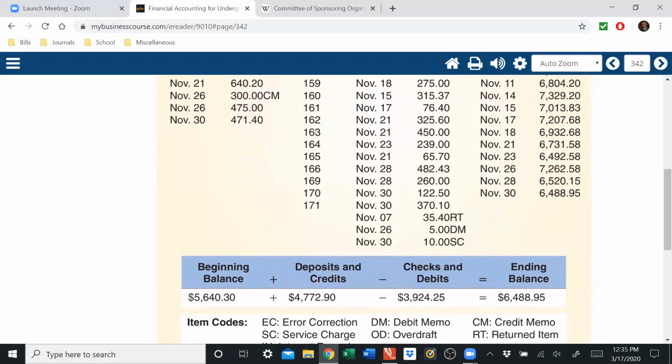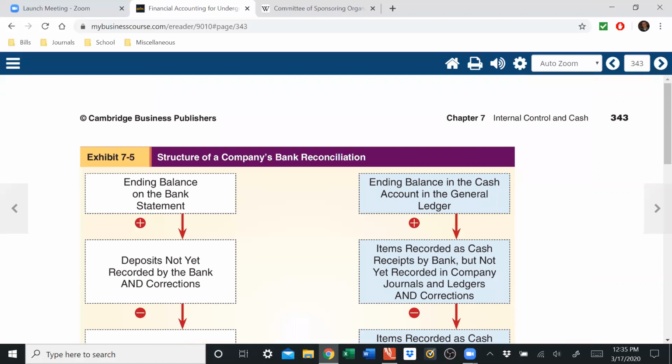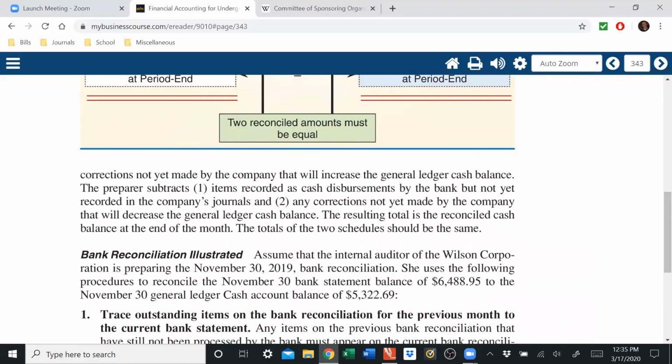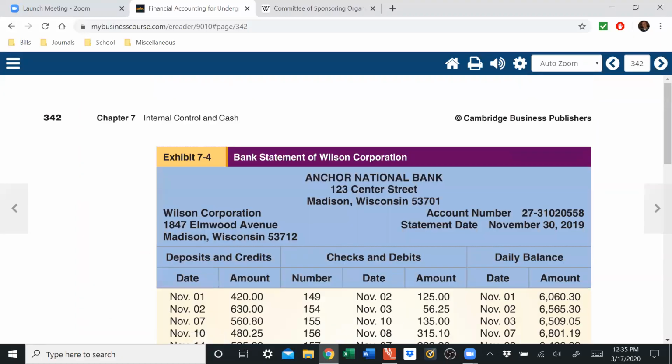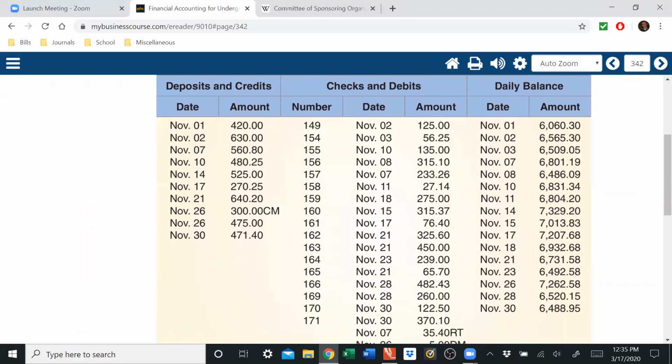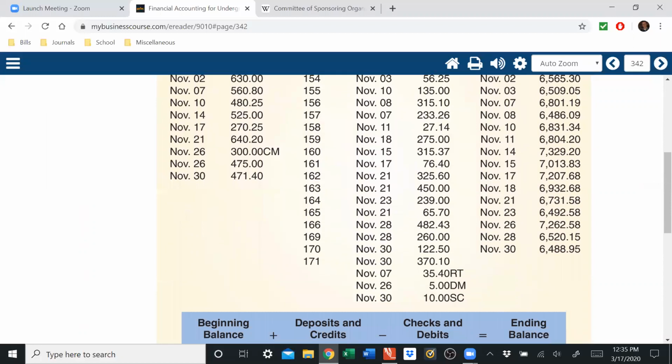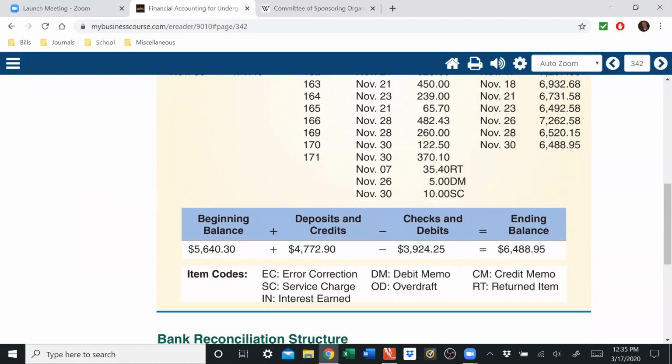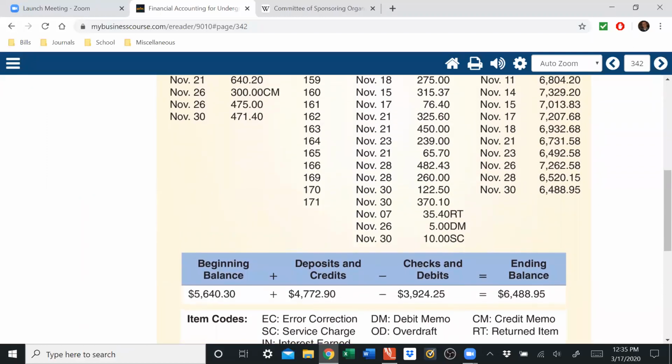And we know in this example, the bank for Wilson has collected a note receivable. They collected a $300 note receivable for Wilson. And then they charged Wilson a $5 fee for doing so. So that CM up there, that's a credit memo. Credit memo means a bank is collecting on the company's behalf. Debit memo means they're charging the company for doing that collection, charging them a small fee.